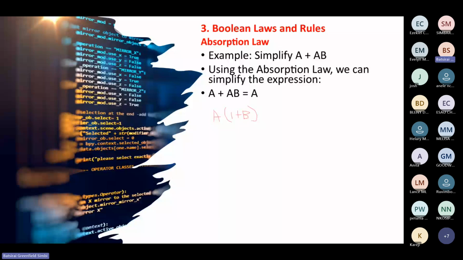All right, sir. So here, if we take A out, then we put A outside the brackets, and we will remain with 1 plus B. According to the identity elements, 1 plus B is equal to 1. So our result here will be A times 1, so that's when our result has to be A.